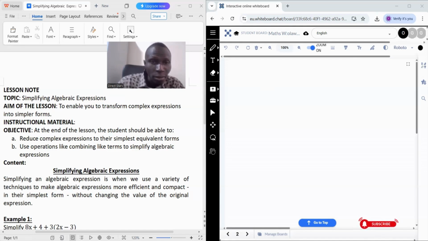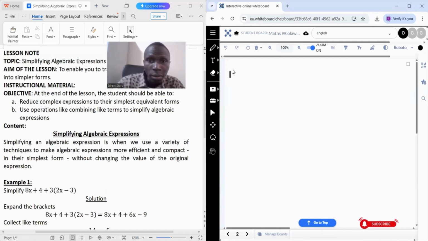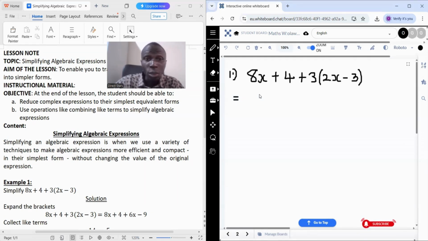Example 1. Here we are asked to simplify 8x plus 4 plus 3 into bracket, we have 2x minus 3. So how are we going to simplify this algebraic expression? The first thing that we're going to do here is to expand the bracket. And how are we going to expand the bracket? We're going to use plus 3 to multiply all the terms that we have in the bracket.